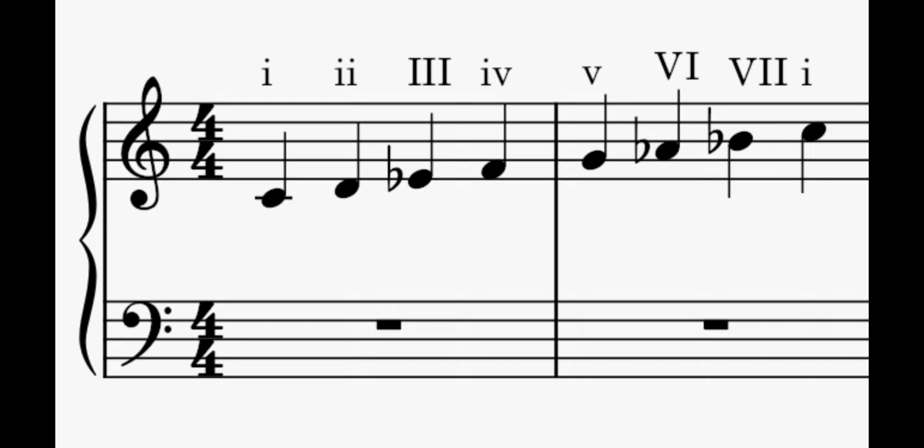The first one we will be discussing is the natural minor scale. The natural minor scale goes as follows. You start on the root note, then you go up by one whole step, then a half step, then a whole step, then a whole step, and a half step, a whole step, and finally another whole step, returning home to your root note. This is the same pattern when descending, although it's reversed.